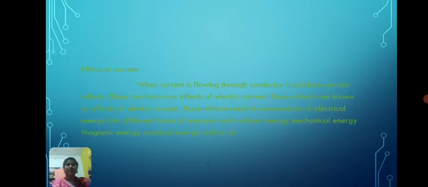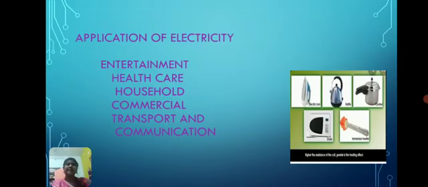Effects of current. When current is flowing through a conductor, it produces certain effects. These are known as effects of electric current. These effects result in the conversion of electrical energy into different forms of energy such as heat energy, mechanical energy, magnetic energy, chemical energy, and so on. Applications of electricity: entertainment, healthcare, households, commercial, transport and communications.